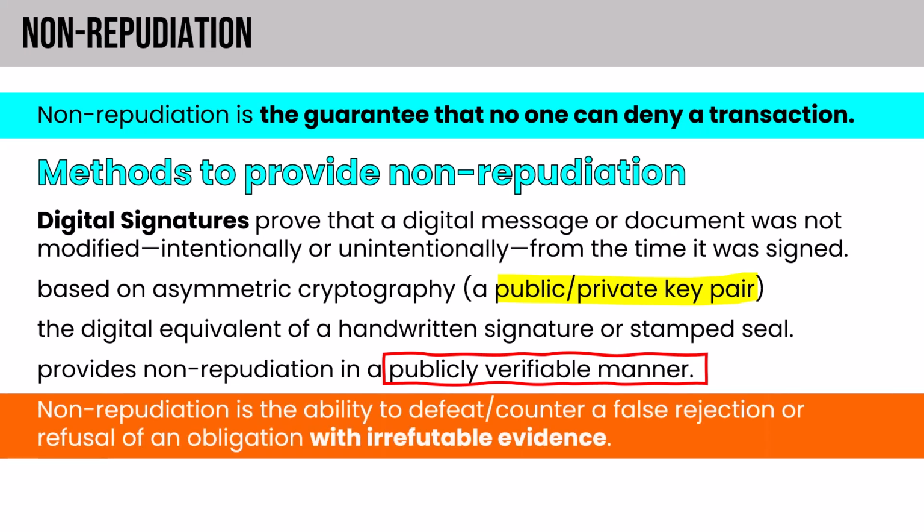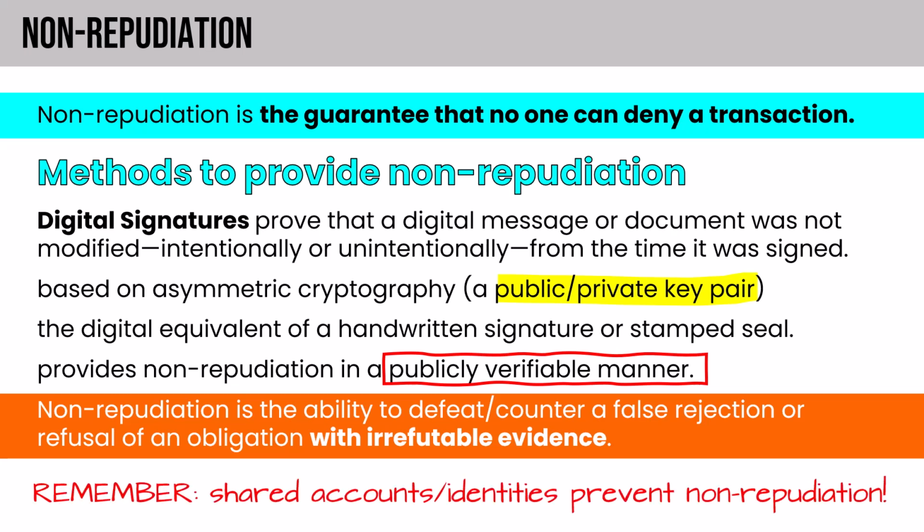Stated another way, non-repudiation is the ability of one party to defeat or counter a false rejection or refusal of the other of an obligation with irrefutable evidence. So the digital signature on that message, on that e-signing of a contract, gives us a publicly verifiable assertion that both of these parties were involved in the transaction and it cannot be denied. Side note, do remember that shared accounts and identities prevent non-repudiation. Simple example, if I have a Twitter account and 3 people have access using the same credentials, I can't prove who posted a tweet ever.